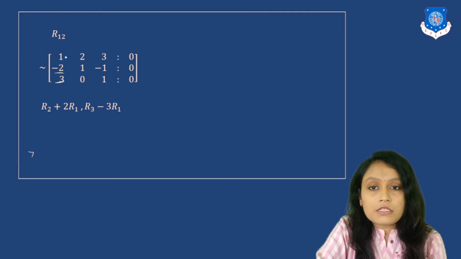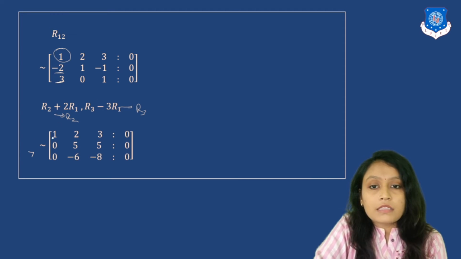R2 plus 2R1. Here we have the leading one at R1. So we will write R2 plus 2R1 and we will make the changes in R2. Okay, and to make this 0, we will write R3 minus 3R1 and we will make the changes in the third row. Okay, so the first row we will keep as it is.